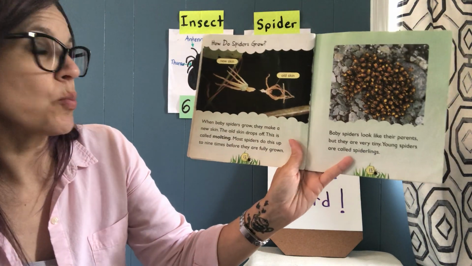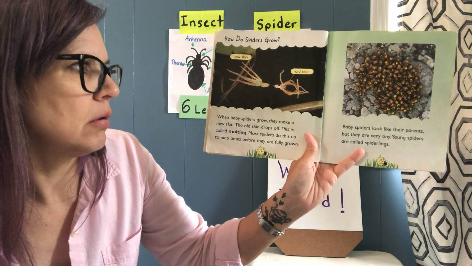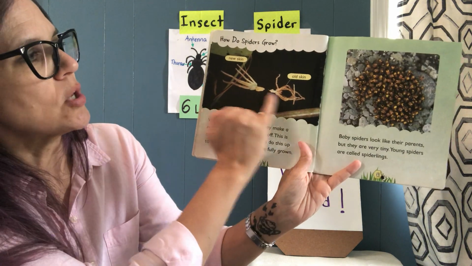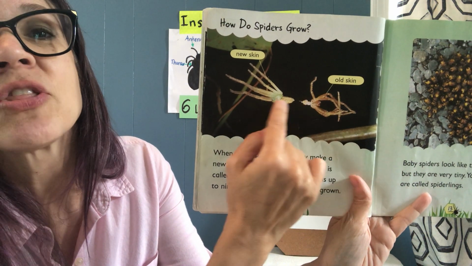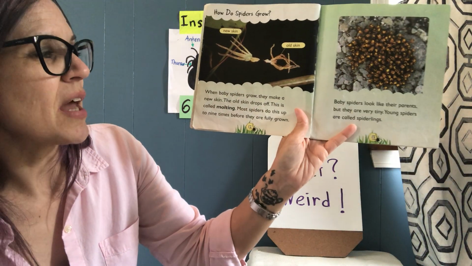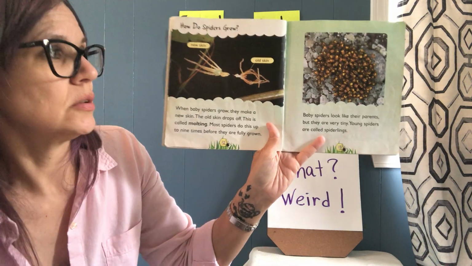When baby spiders grow, they make new skin. The old skin drops off. This is called molting. So you can see here's the old skin. This little spider came out of there. That's the old skin. He came out. And they do that about 9 times until they're fully grown.